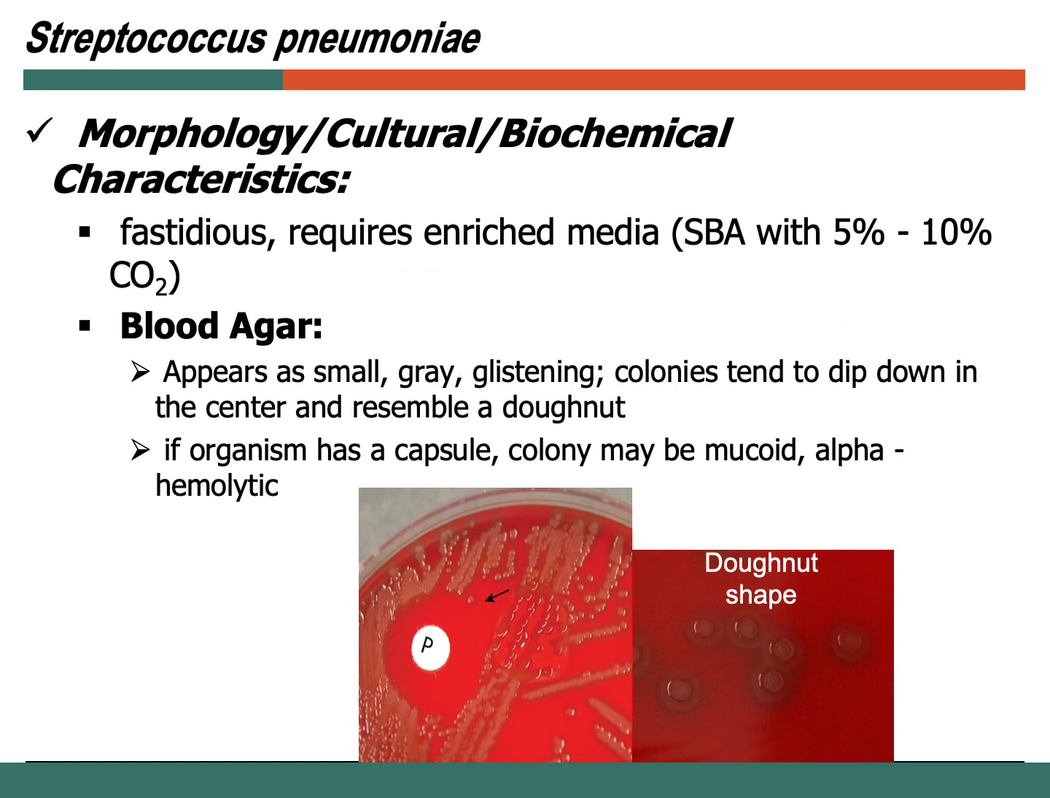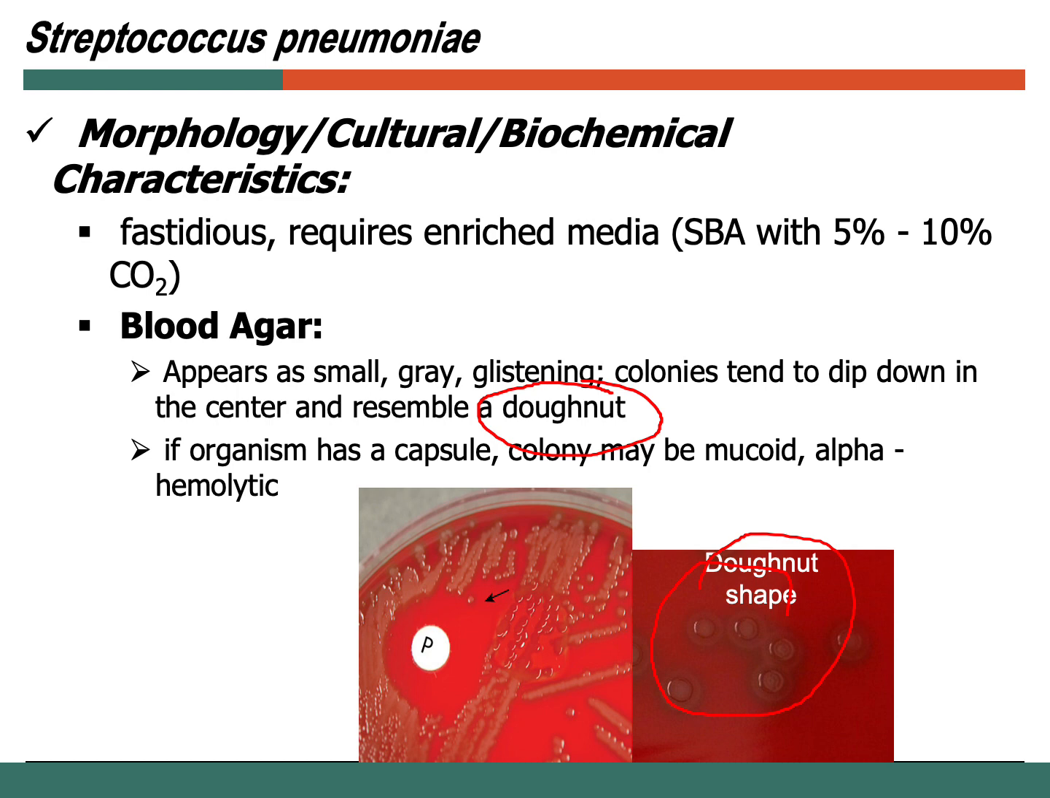Streptococcus pneumoniae are fastidious organisms. They require enriched media, like sheep's blood agar, with the presence of 5 to 10% CO2. On a blood agar plate, they may appear as small, gray, glistening colonies and tend to tip down in the center and resemble a donut. Prolonged incubation will lead the organisms to form the donut formation.